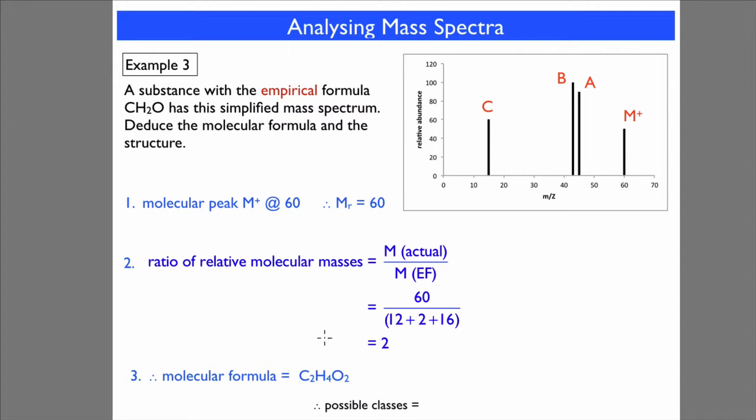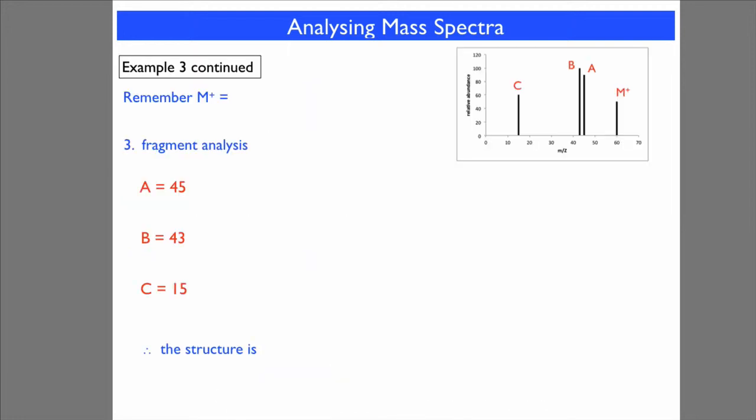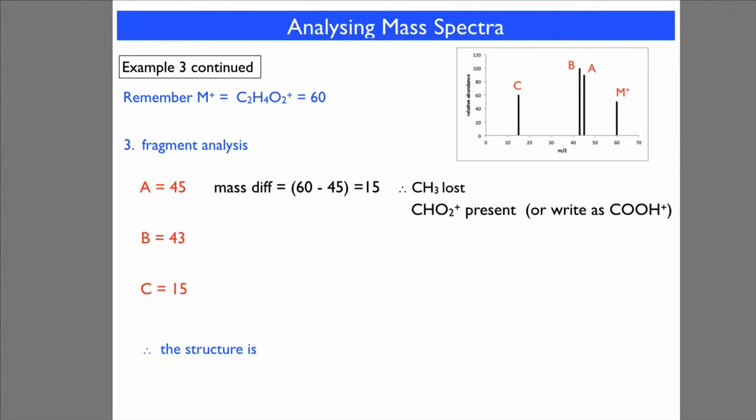We know this kind of thing, when you've got O2, is probably carboxylic acids or esters. So we know C2H4O2+ is 60. Let's do our fragment analysis. The first peak is 45, so we've lost 15. We're losing CH3, which means CHO2+ is present. You could also write it like this.